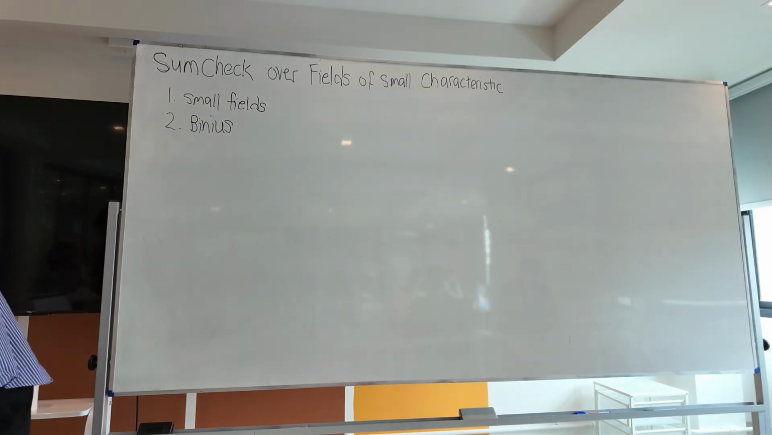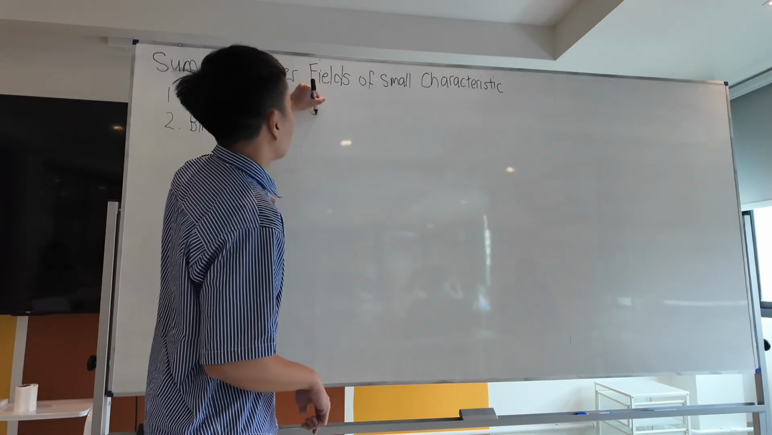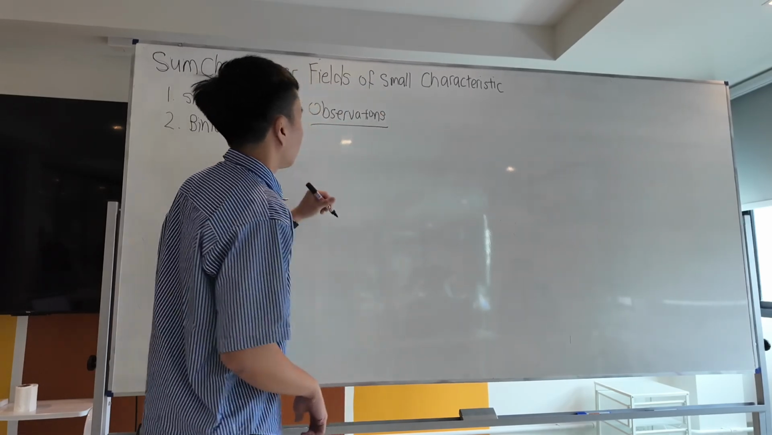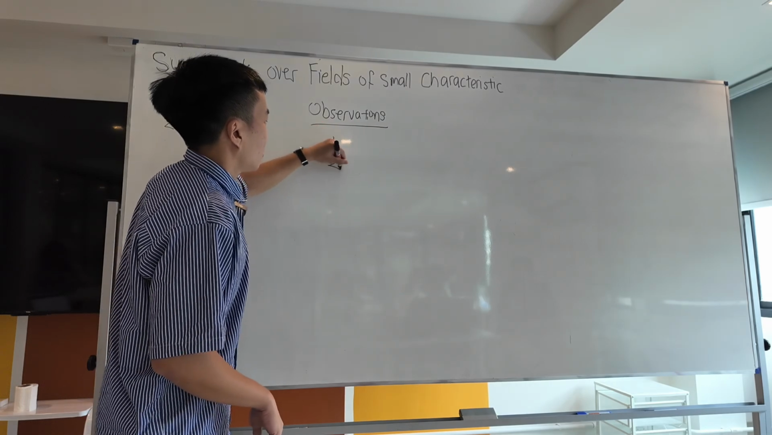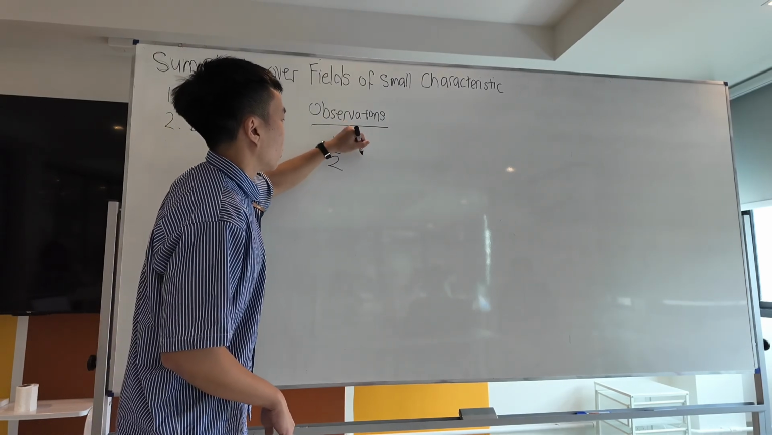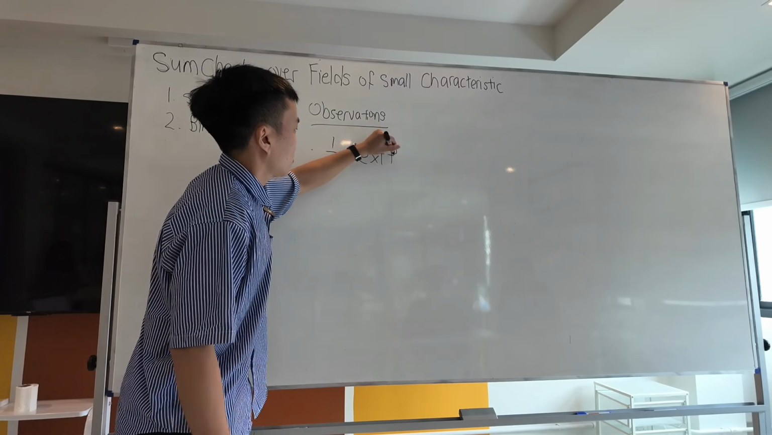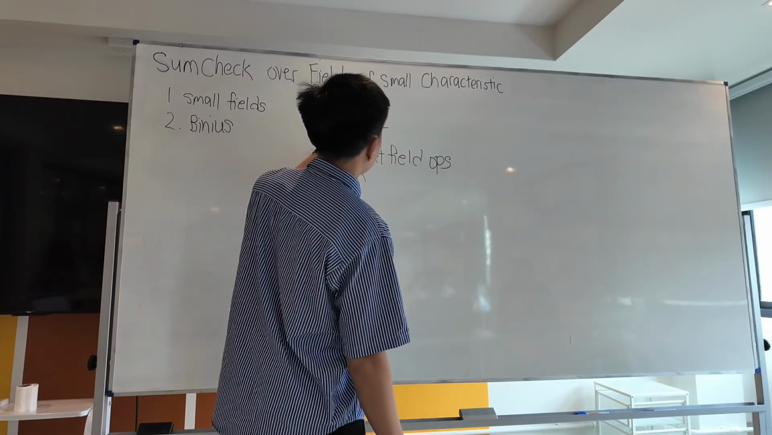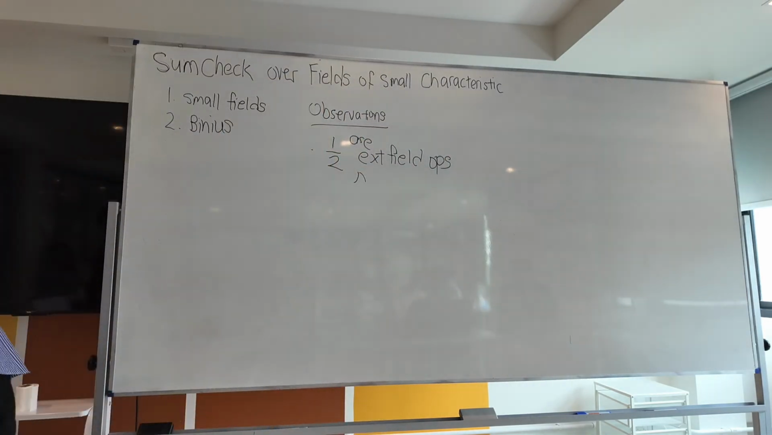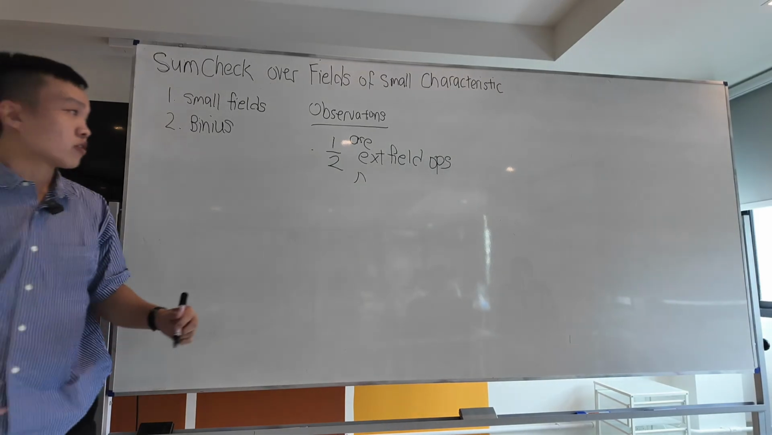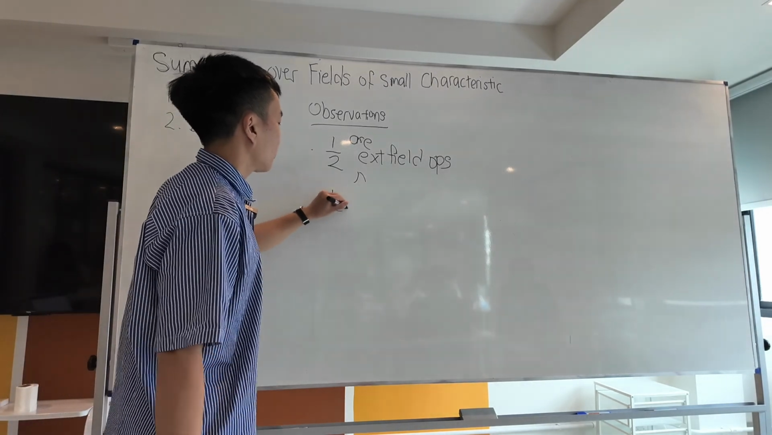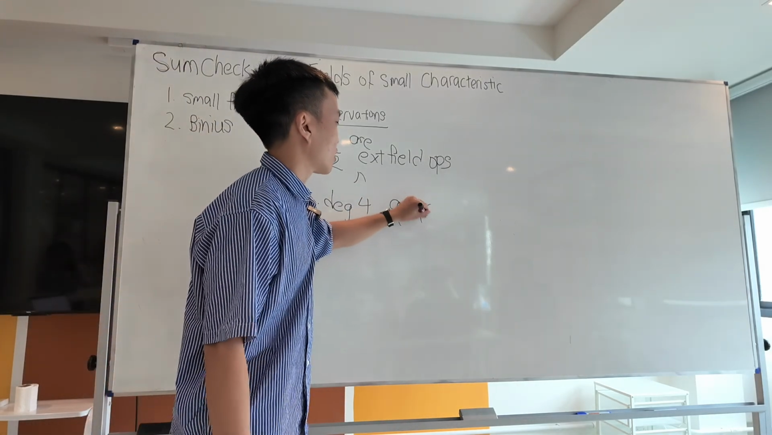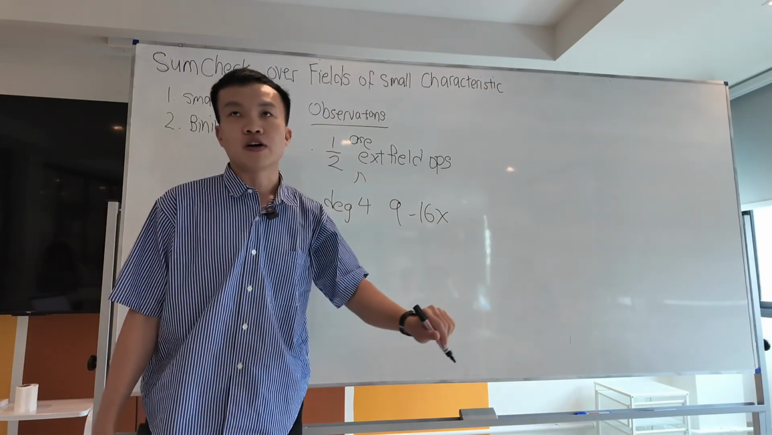So some observations. I'm going to write down some observations of the current state of Sumcheck that they found in the paper. About half of the operations are actually extension field operations. And roughly speaking about the costs, a degree for extension field operations is about 9 to 16 times more expensive than a base field operation.